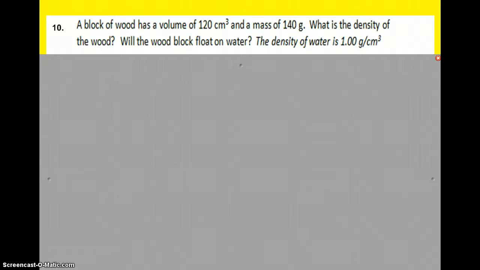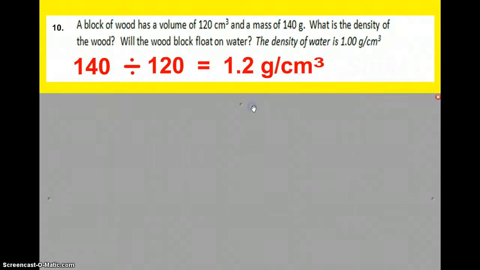Question 10. A block of wood has this volume and this mass. What is the density, and will this wood block float? So you have to compare that to the density of water. Well, 140 divided by 120, my density is 1.2 grams per centimeter cubed, and this piece of wood would sink. If the density is greater than water, it's more dense, it would sink. Less dense, it would float.